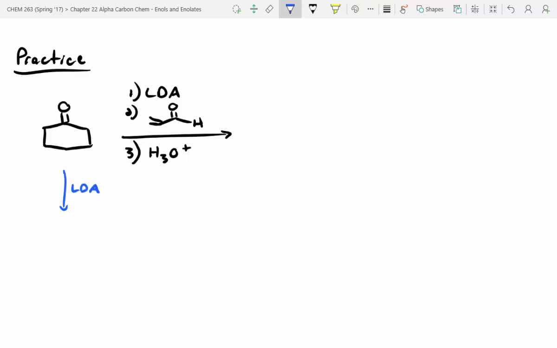So when we treat this with LDA, we're going to make it an enolate, right? Not an enol. Is that a Michael donor? Why not? It's not resonance stable. Well, it's really strong. Yeah, it's a strong nucleophile. It is resonance stabilized, but not between two carbonyls, which means that this is a relatively strong nucleophile.